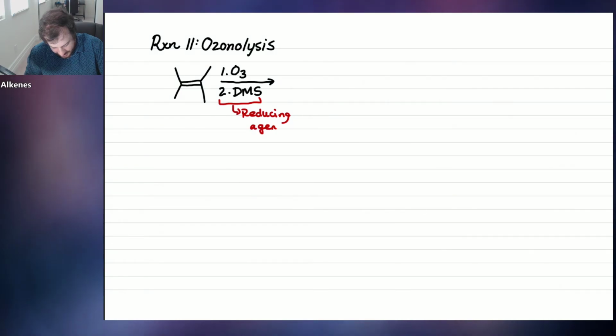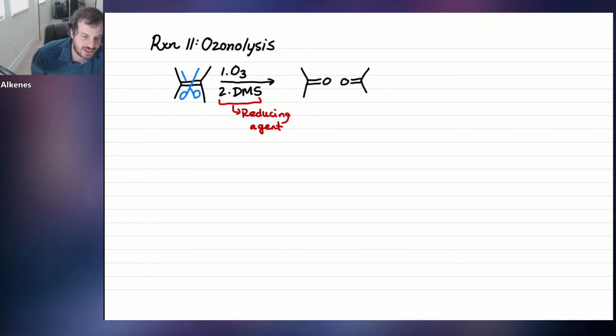And don't worry about the mechanism on this one. What this is going to do is basically act like a pair of molecular scissors. It's going to cut the alkene right down the middle. So imagine taking a pair of scissors and snipping the alkene. You're actually going to get 2 products out. It cuts the alkene right down the middle and makes ketones and aldehydes.